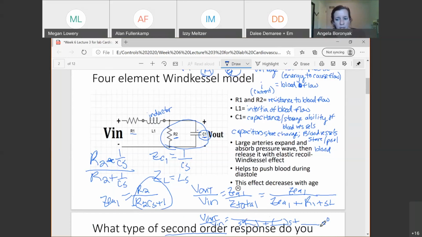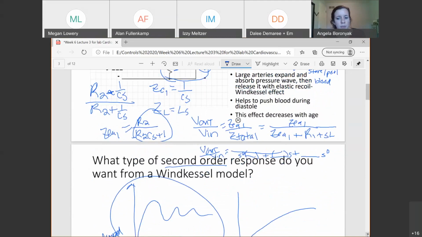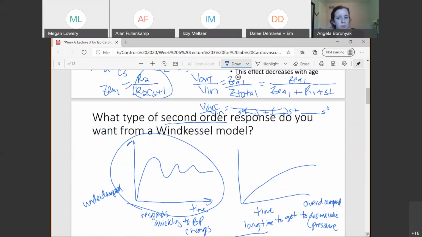Your denominator is pretty complex though. But it is a second order system, so you will get an S to the second. And we've studied second order systems, right? We could have different responses. We can have undamped responses that oscillate forever. We can have underdamped responses that oscillate and die out in time. Undamped would just oscillate forever, and you probably don't want that.